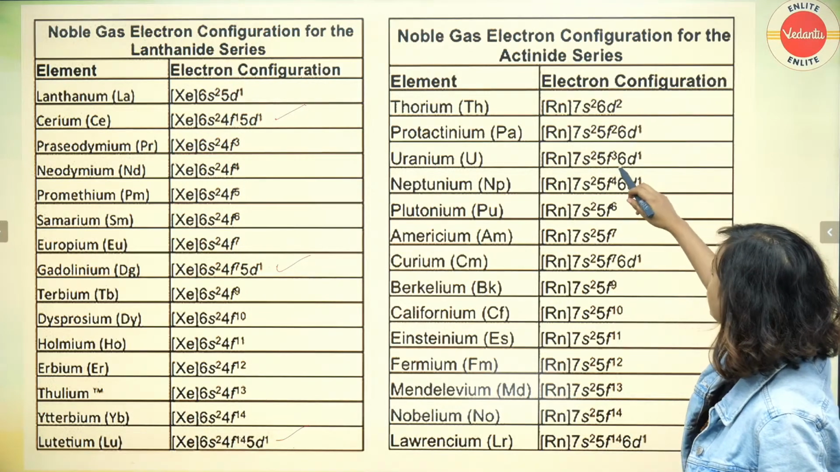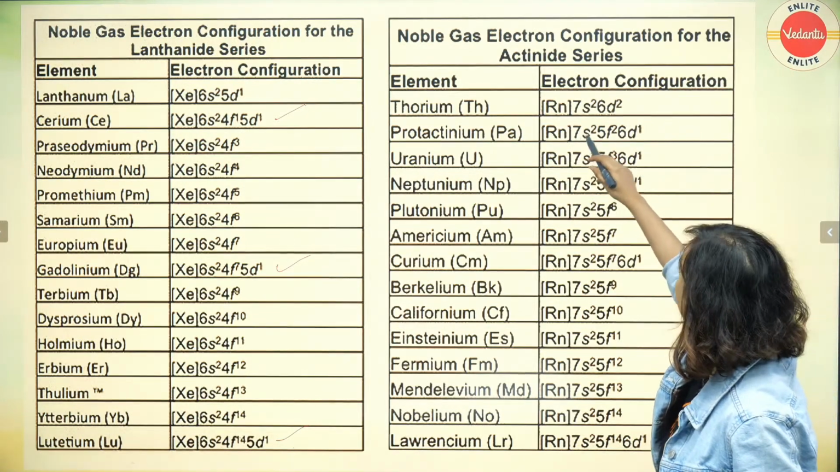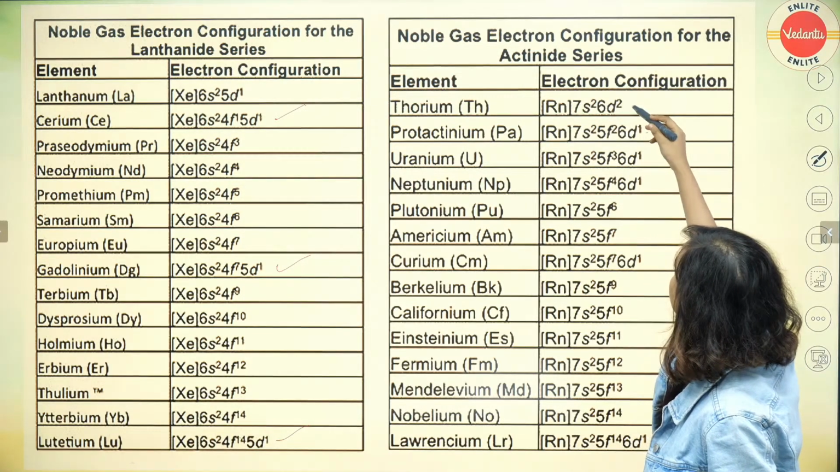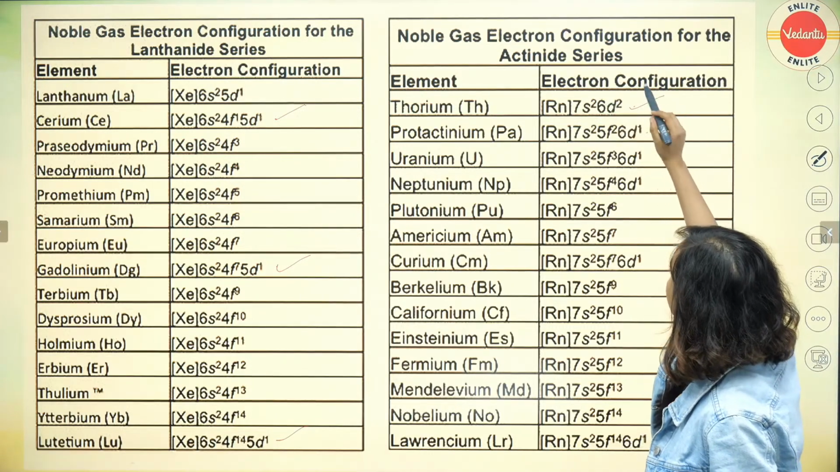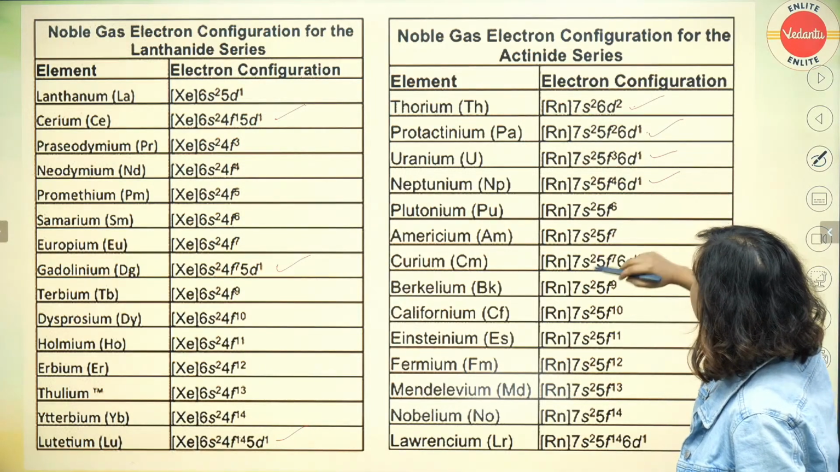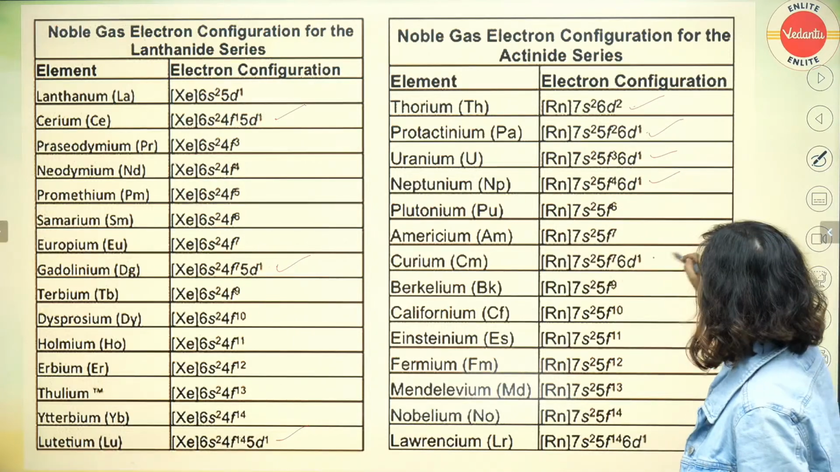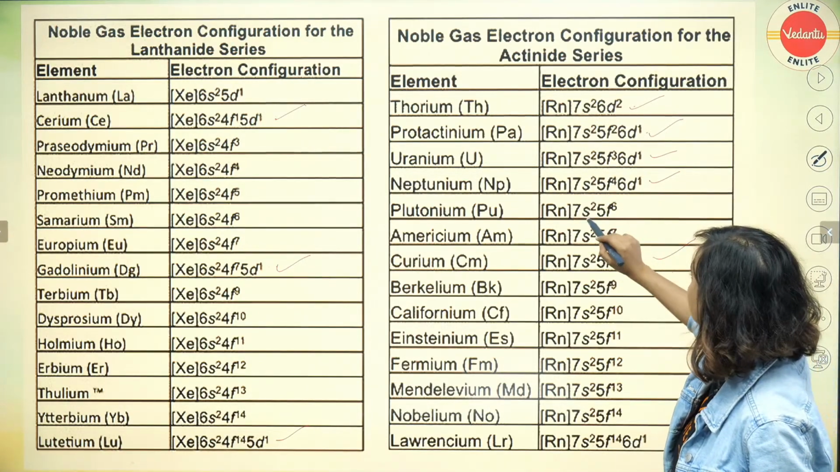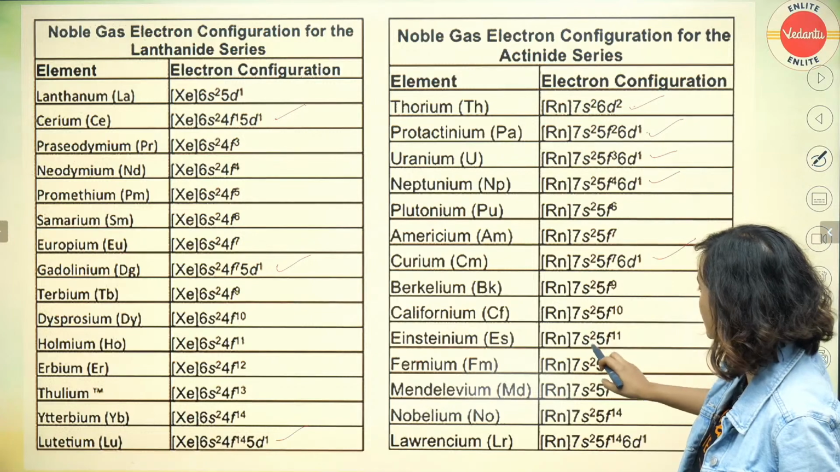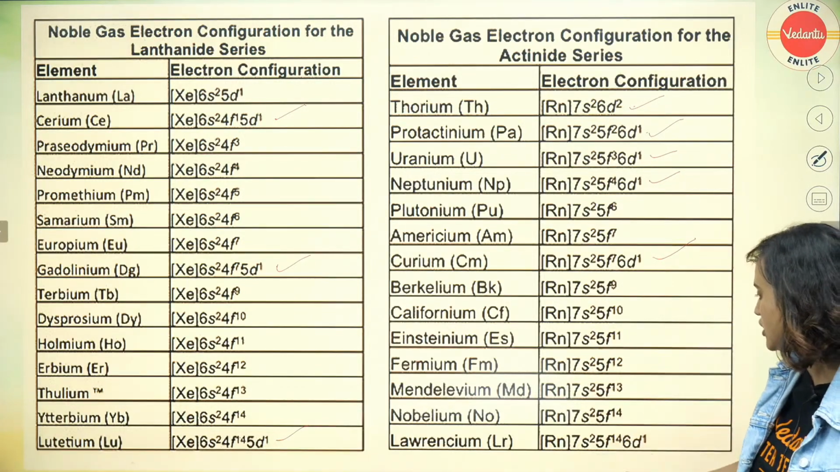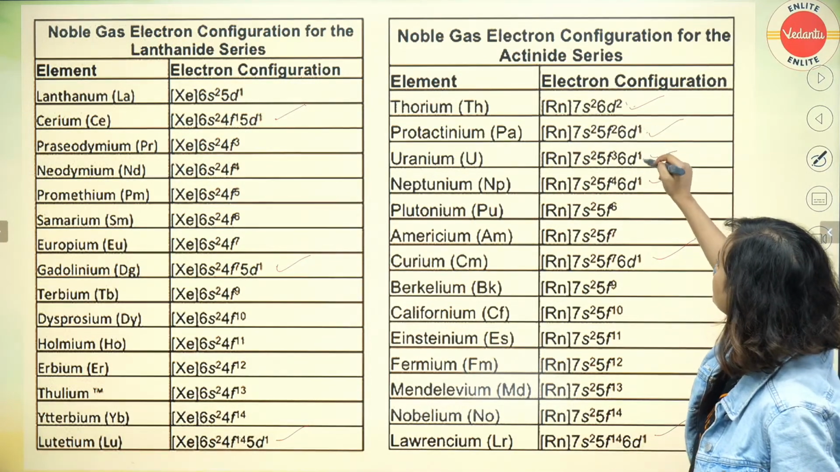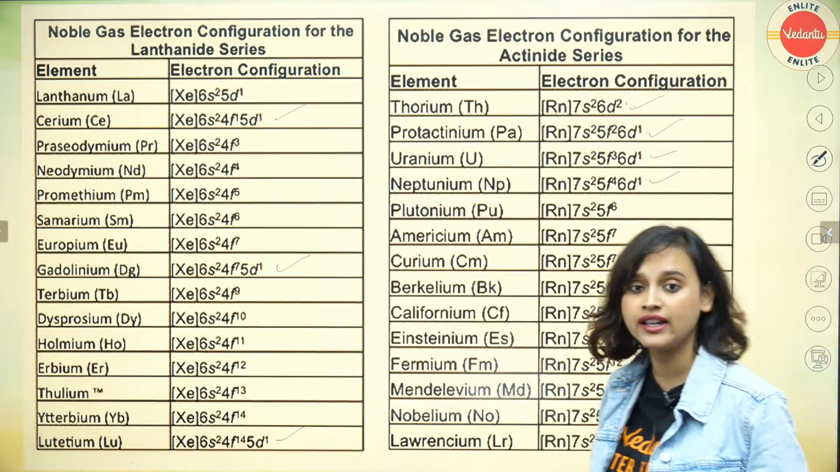You will again see the same here also. Here you will see 7s2, 5... This is an exception. There is no F. This here you will see, then this here you will see, and there was this here. Rest everything has F: 7s2, 5f6, 7s2, 5f9, 7s2, 5f7, 7s2, 5f10, 7s2, 5f11, 7s2, 5f12. Lawrencium also you will see 6d. See, D gets introduced.